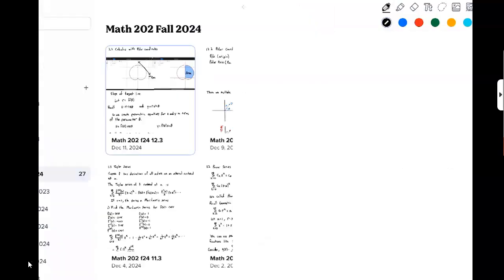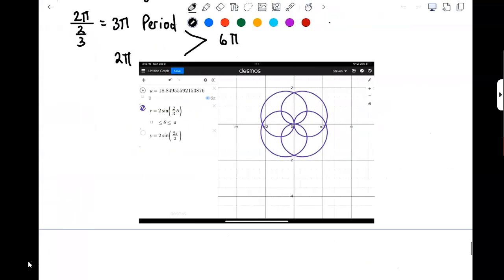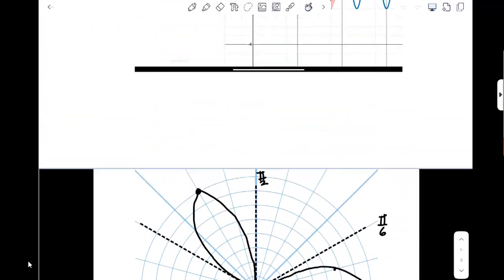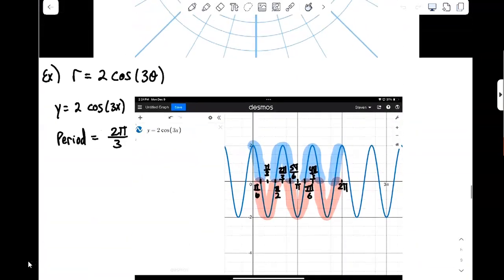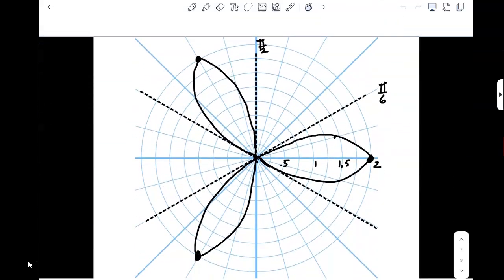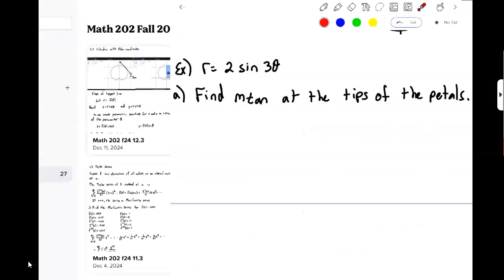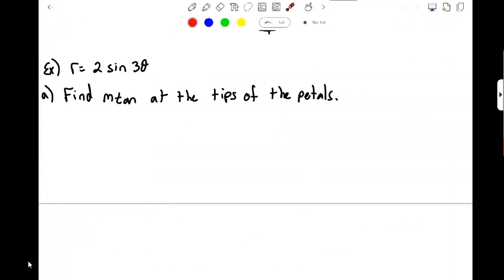We looked at this graph, or at least something similar to that graph. We did it with cosine, but sine would be similar. So something like this. And then we want to know the slope of the lines at the petals. Now again, this was the cosine graph, so that's a little different, but we're going to be doing it for the sine. So we want to find the slope of the tangent line at the tips of the petals.